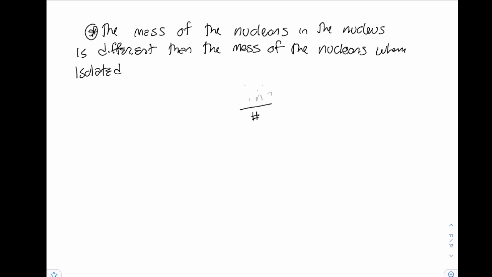So essentially there's a mass defect, right? We're losing mass when we put them together in a nucleus. That missing mass is actually going to be converted to energy. That energy is going to be called our binding energy. So there's a mass difference when in the nucleus.